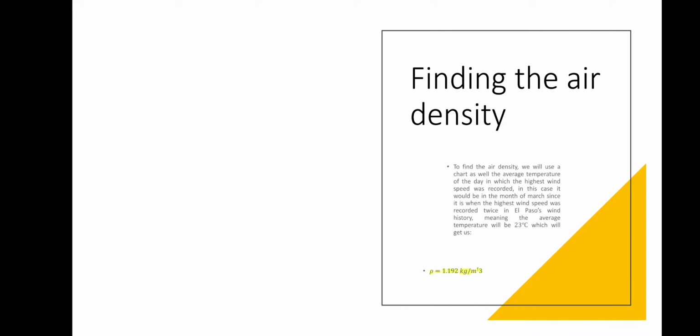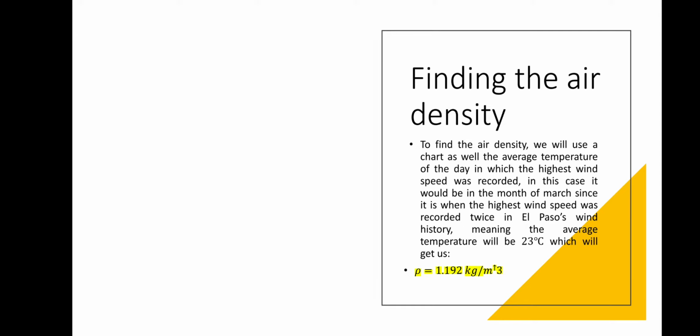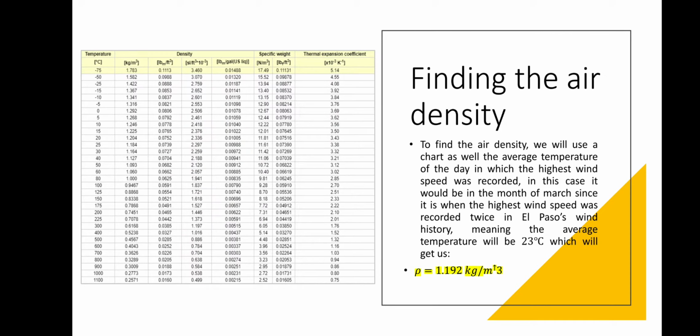Finding the air density. To find the air density, we will use the chart as well as the average temperature of the day in which the highest wind speed was recorded. In this case, it would be in the month of March, since it's when the highest wind speed was recorded twice in El Paso's wind history, meaning that the average temperature will be 23 degrees Celsius, which will get us the density of air, 1.192 kilograms per meter cubed. And this is said graph.